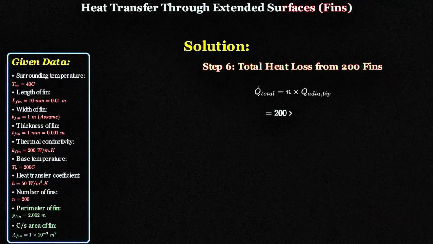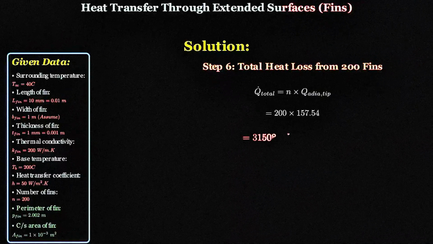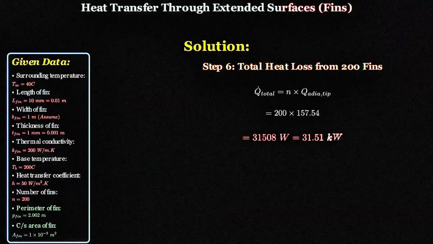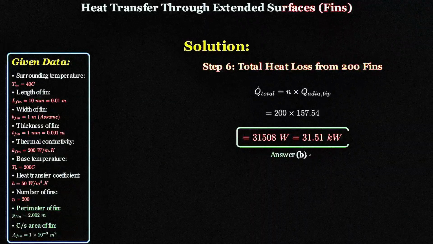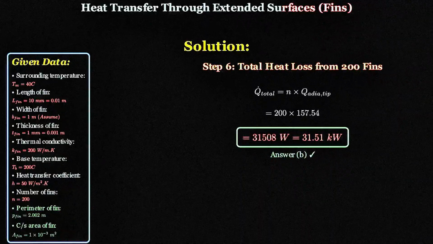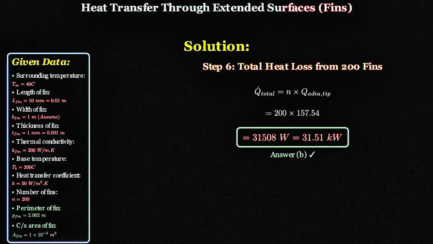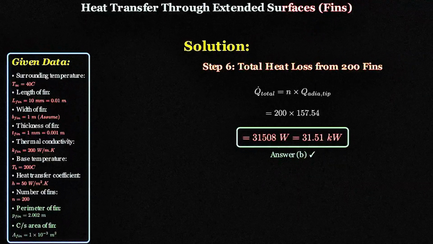Step 6. Calculate the total heat loss from 200 fins. This answers part B. The total heat transfer rate is simply Q dot total equals the number of fins times the heat loss per fin. That's 200 times 157.54. This equals 31,508 watts, or 31.51 kilowatts. Perfect. That's our answer to part B. The total heat loss from 200 fins is 31.51 kilowatts.